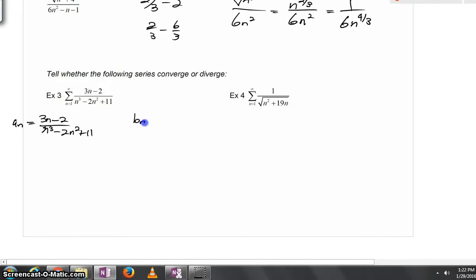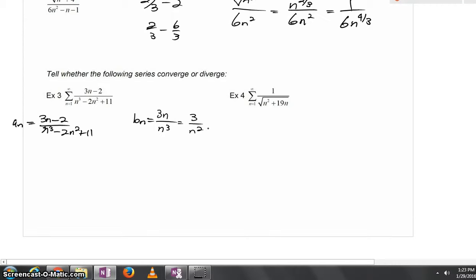Help me out, guys. What's b sub n going to be? What's the top? 3n. What's the bottom? n cubed. Good. What do we get? This is really 3 over n squared. Which, hey, that's a p series, isn't it? Help me out. Converge or diverge? Converge. It's going to converge.